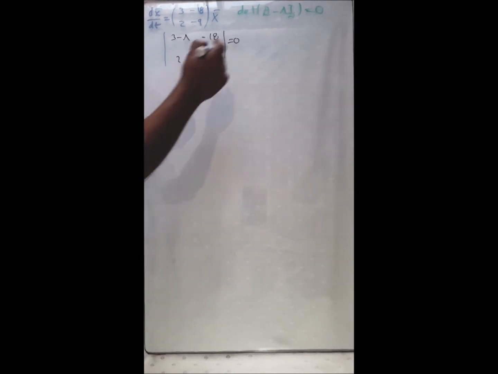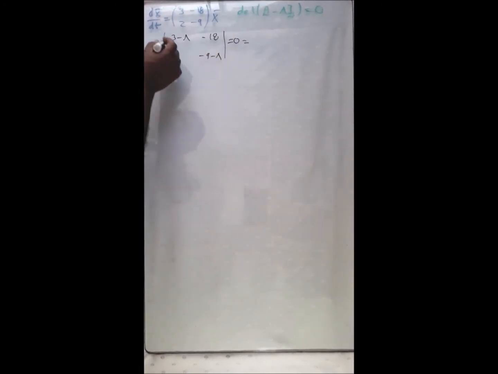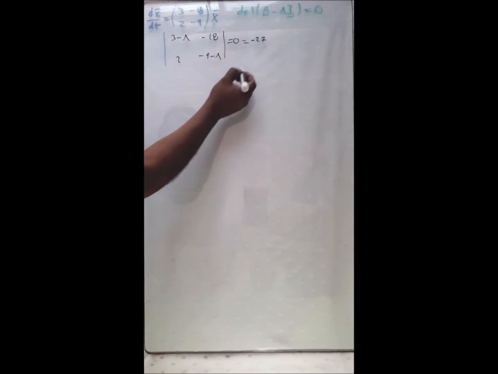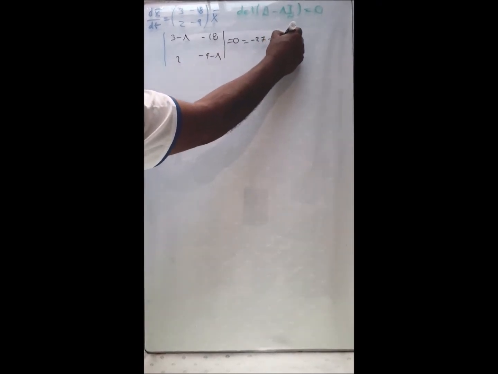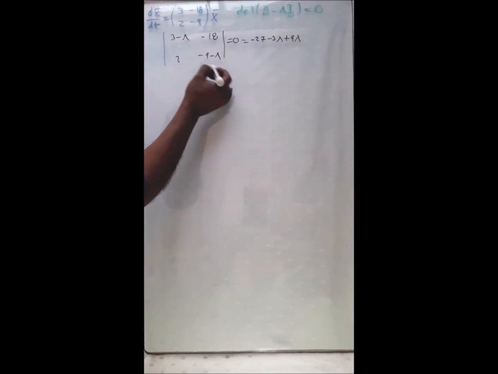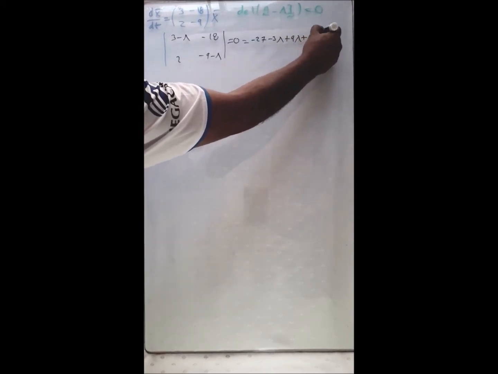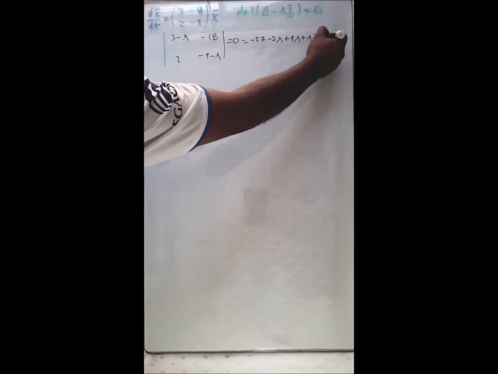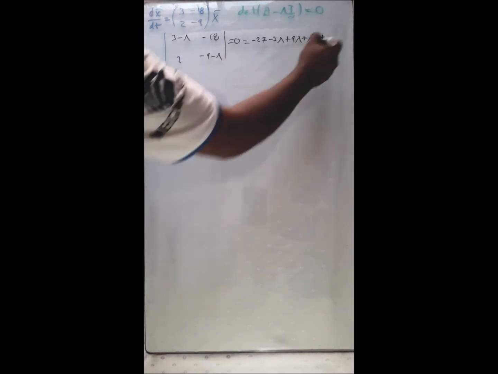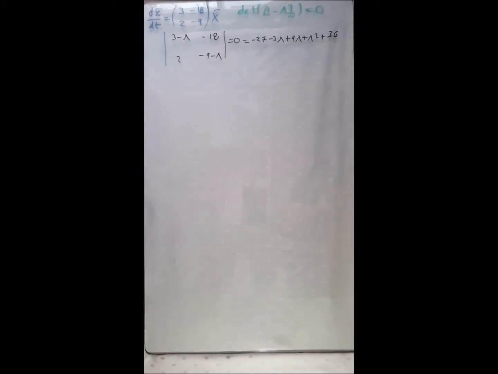Now the result of this is going to be this times this. I'm going to do the multiplication already. 3 minus 19 minus 9 minus 27, and then minus 3 lambda, and then plus 9 lambda, and then plus lambda squared, and then this times this, plus this will be 18 times 2 is going to be 36. Alright, is that correct?